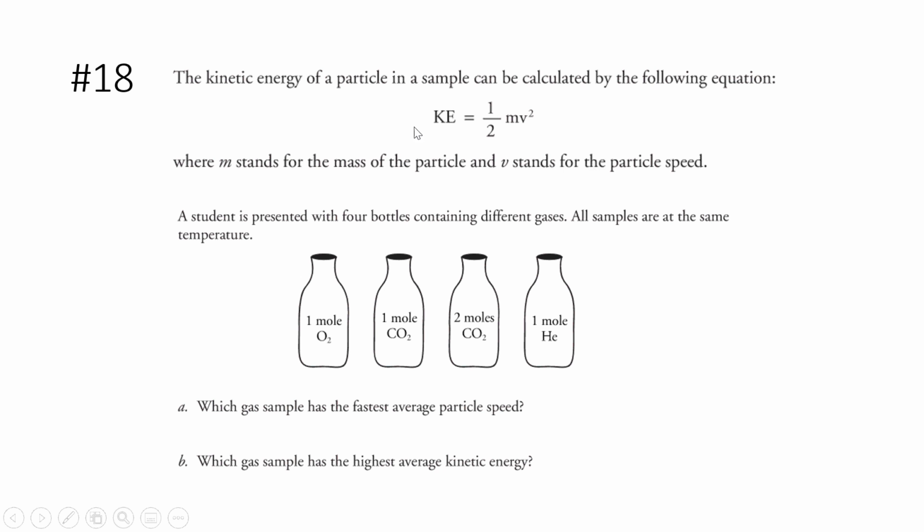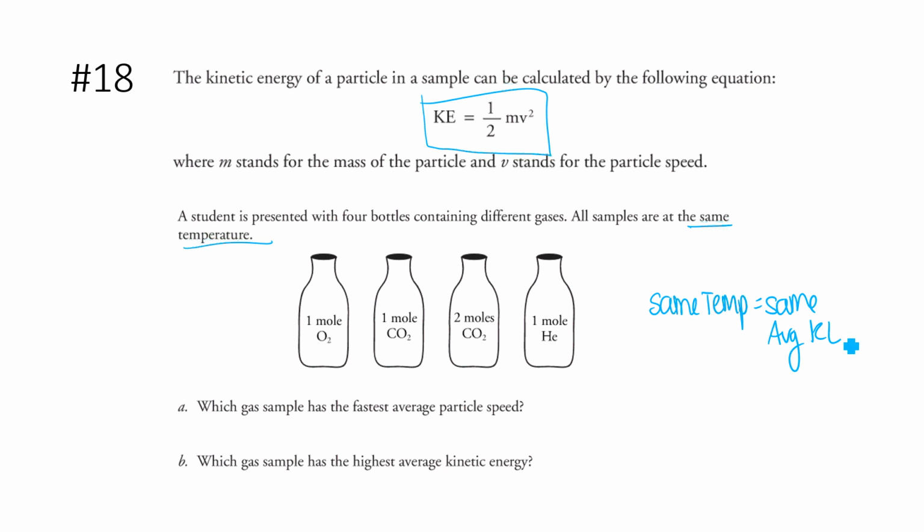Okay, so here's a sample problem. This was from near the end of the POGL that we did in class. So it shows us the kinetic energy equation right here. So I've got 4 bottles. They have different gases. They're all at the same temperature. So if they're all at the same temperature, that means they have the same average kinetic energy, because the temperature is the measure of the kinetic energy.